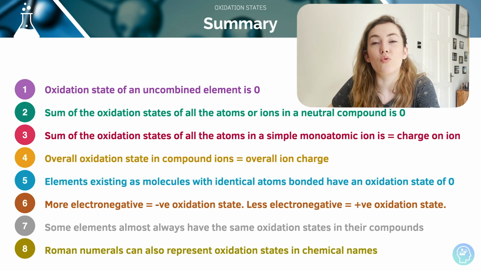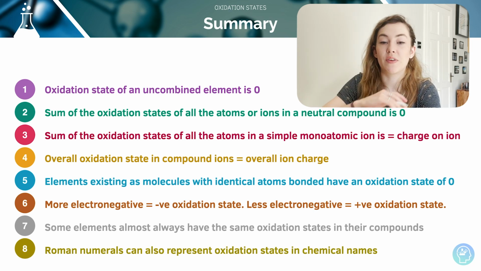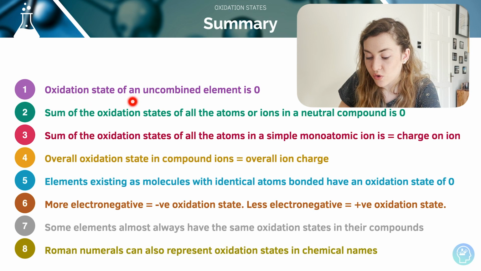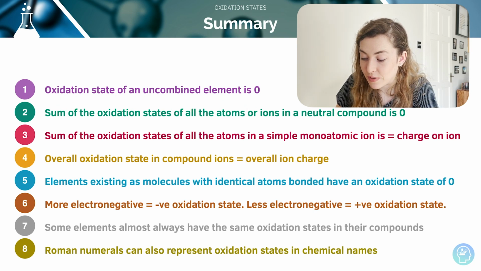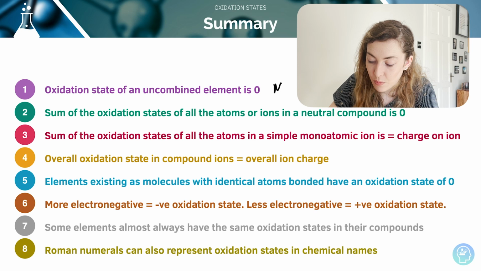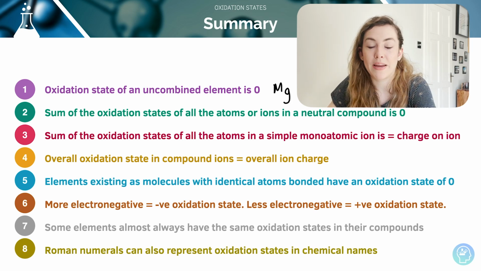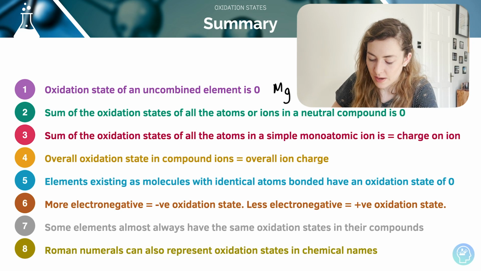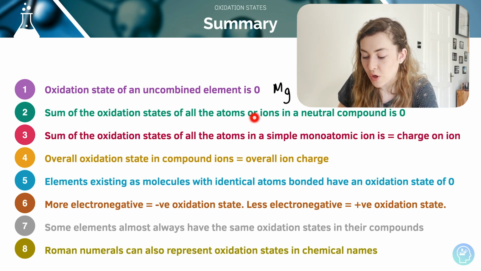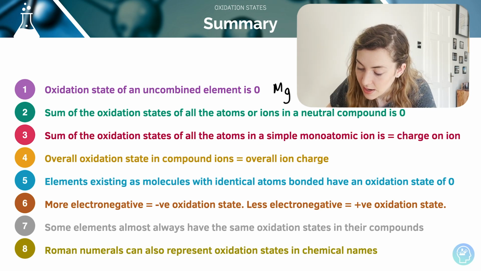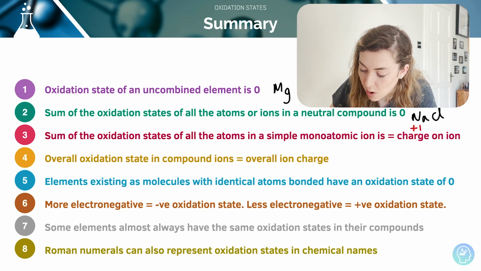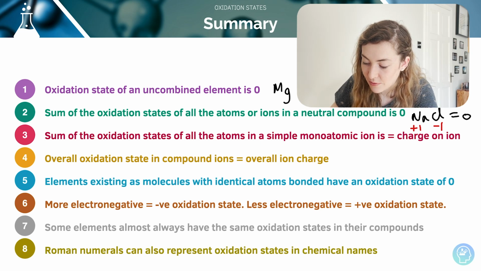Then we've got some rules that you need to follow. You need to memorize those rules in the previous slide, and there are a few more here. The oxidation state of an uncombined element is 0. For example, if we were just looking at magnesium metal, that is 0. It is uncombined and by itself. The sum of the oxidation states of all the atoms or ions in a neutral compound is 0. If I picked something like NaCl, Na is going to be +1 because it's in group 1, and chlorine is going to be -1. Overall, +1 plus -1 is 0.